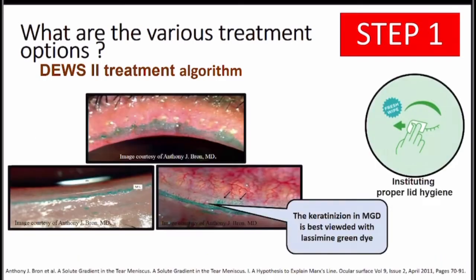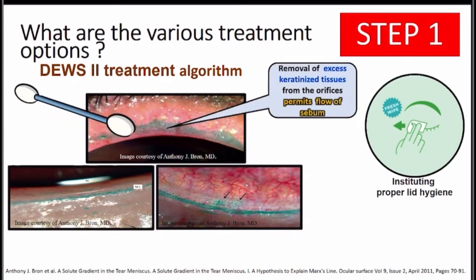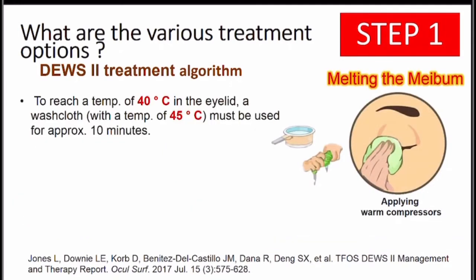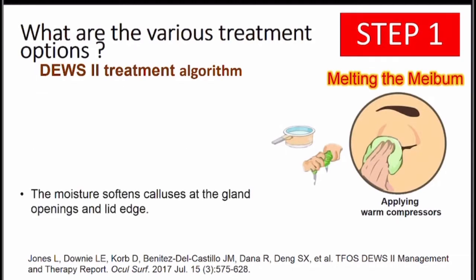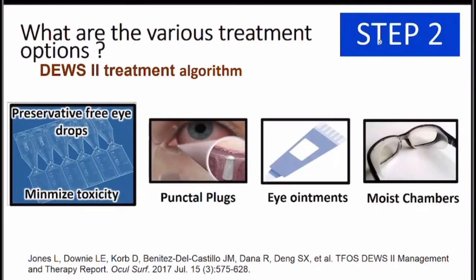Instituting proper lid hygiene, as you can see here in these photos, removes the keratinization that can clog the meibomian orifices, and once these are removed, the flow comes back to normal, especially when accompanied by warm compresses. The cloth needs to be significantly warm, around 45 degrees Celsius, in order to create a 40 degrees Celsius warm lid. You need to reheat this every 2 minutes, and this really softens the clogs at the gland openings.